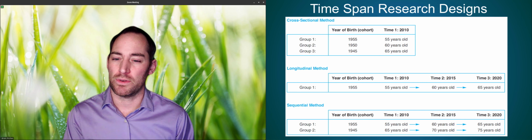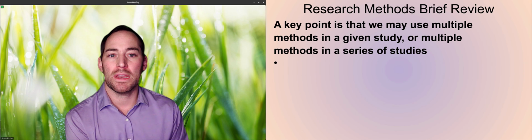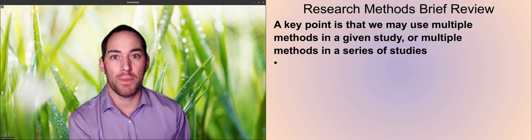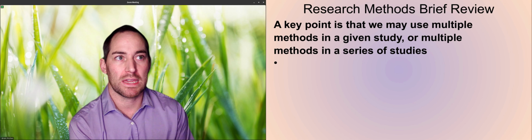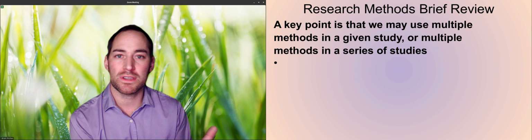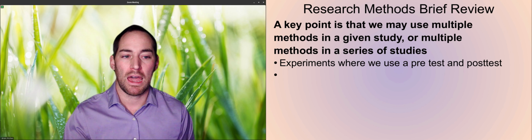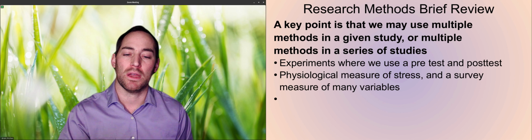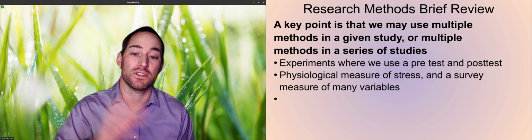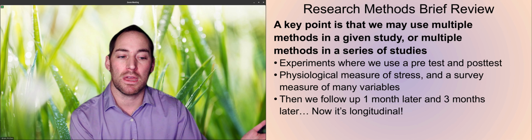So here's a couple other examples of those. So a key point is that we may use multiple methods in any given study. We might use a case study that also uses an experiment within that case, or multiple methods in a series of studies to understand things. The experiments we might use have a pretest or a post-test. We might use a psychological measure of stress and a survey measure of many variables. Then follow up 1 month later and 3 months later.